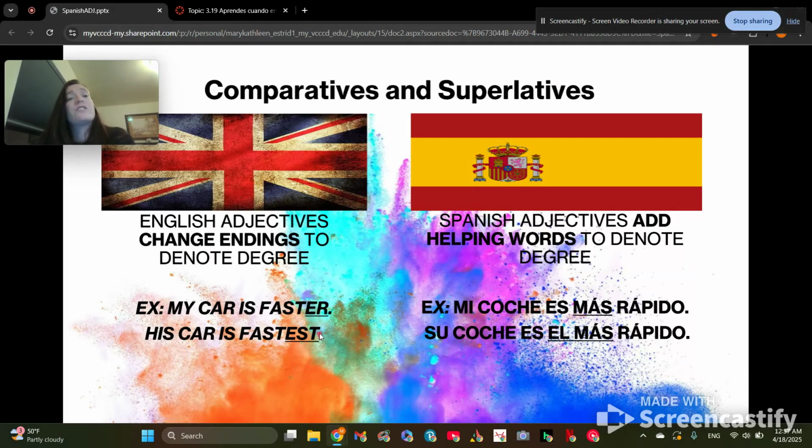Okay, comparatives and superlatives. English adjectives change endings to denote degree. My car is fast. My car is faster. His car is fastest. Spanish adjectives add helping words to denote degree. Mi coche es más rápido, so that's faster. Su coche es el más rápido, that is the fastest.